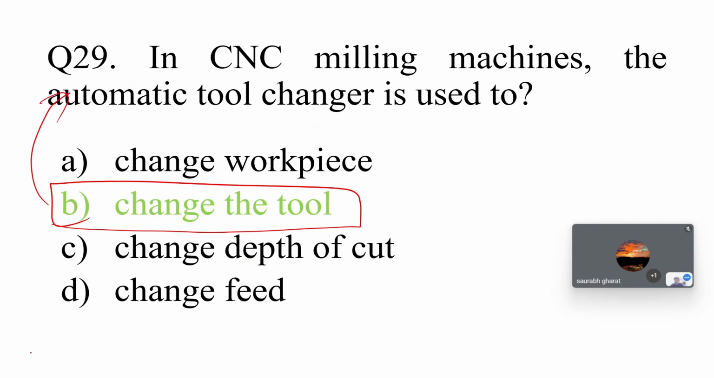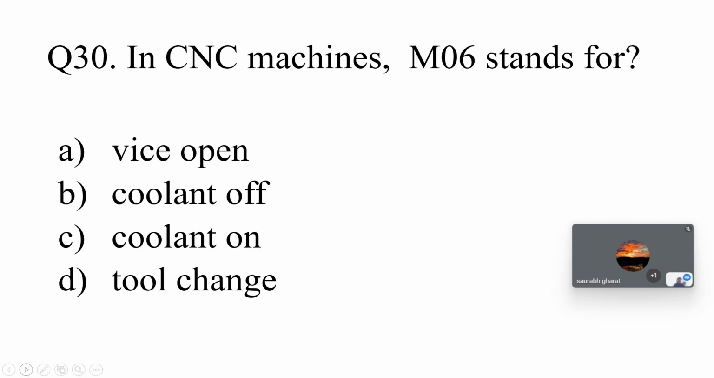Okay, so the 13th question. In CNC machines, M06 stands for what? This M06 code, what does it stand for? In part programming, does M06 stand for spindle on, coolant on, or tool change? You have noted this is a miscellaneous code for machine operations. So it is a miscellaneous input for some kind of machine operation.